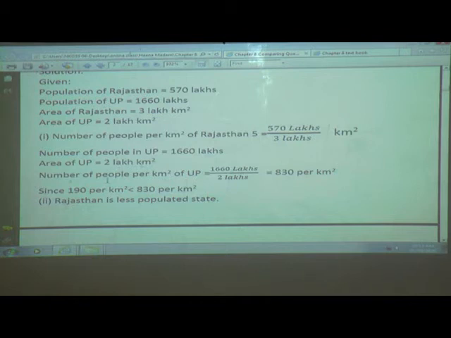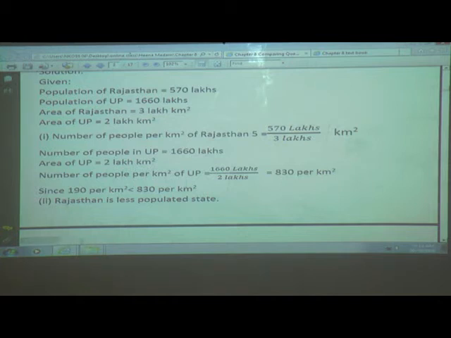So the number of people per kilometer square of UP, this we did for Rajasthan, we are doing for UP. That is 1660 lakhs upon the area given to us, which is 2 lakhs. By reducing this, we can find out what the number per kilometer square is. So that is 830 per kilometer square.